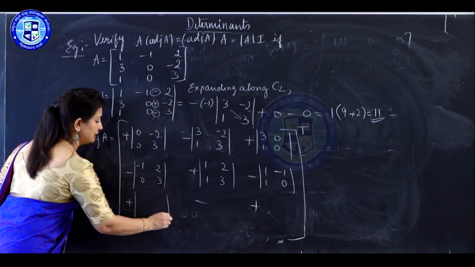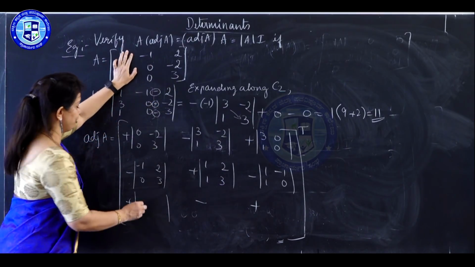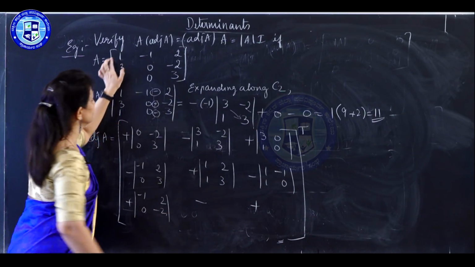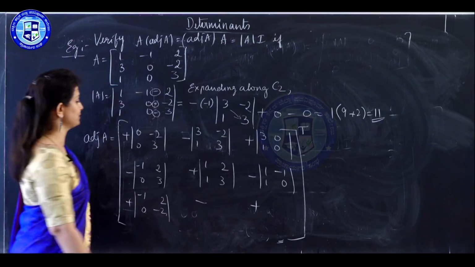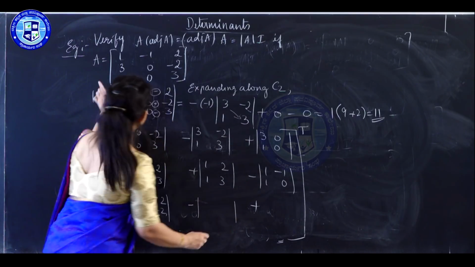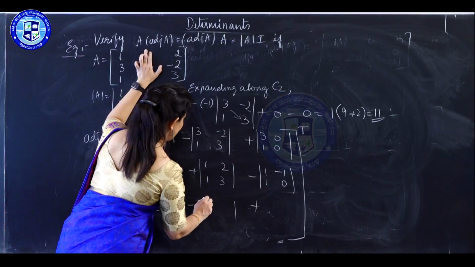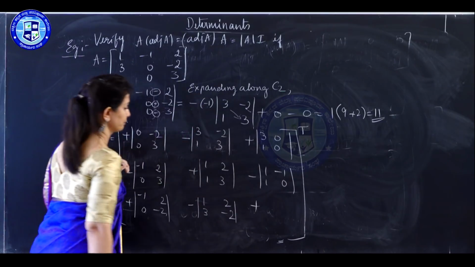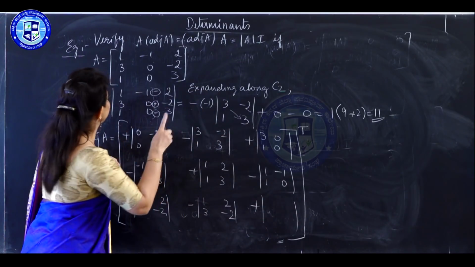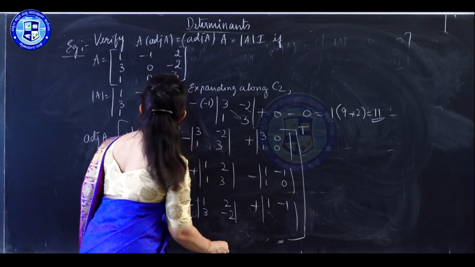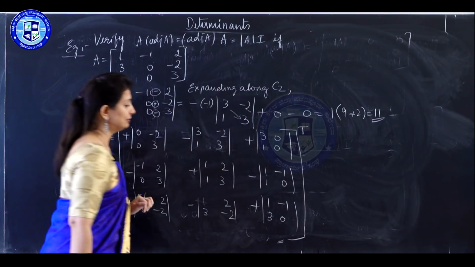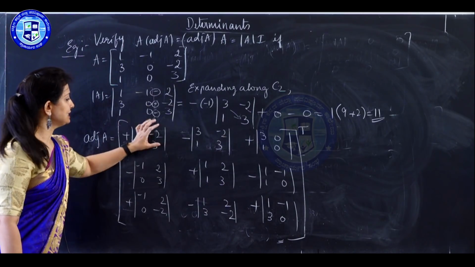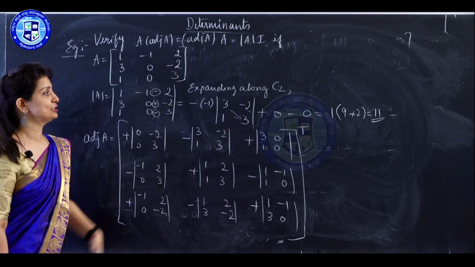Next, third row, first column when you eliminate, minus 1, 2, 0, minus 2. And third row, second column when you eliminate, 1, 2, 3, minus 2. Finally, third column when you eliminate, 1, minus 1, 3, 0. Okay. Directly we are finding the cofactors of each element within the matrix itself. Now we have to find the elements and write the transpose of it.